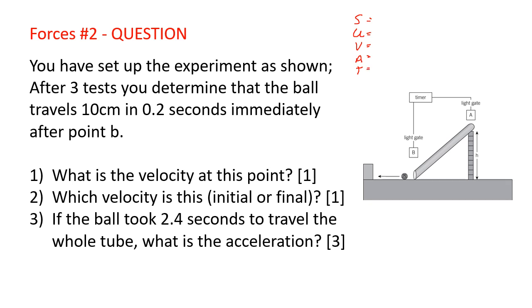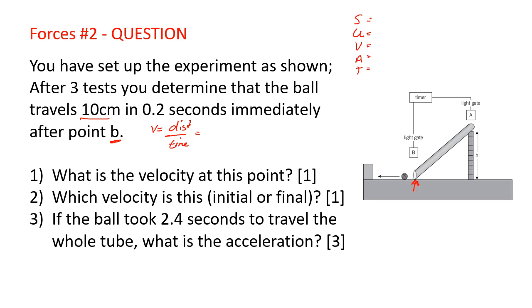Okay, so the very first question, what is the velocity at this point? And they're talking about at point B. So they're asking us what is the velocity here. Well, the only way we can do that is using velocity equals distance divided by time. So I will write that in here. Velocity equals distance divided by time. How far you go and how long it takes you. So straight away, our distance, there we go, is 10 centimeters.